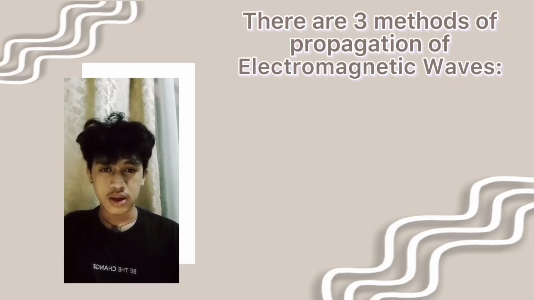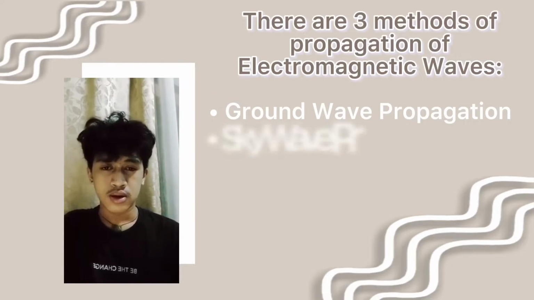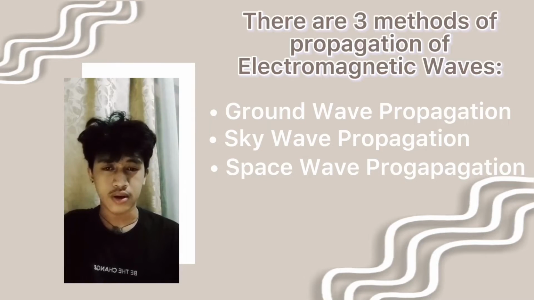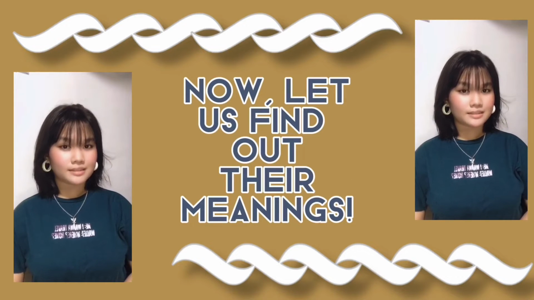The first is ground wave propagation. The second is sky wave propagation. And the last is space wave propagation. Now, let us find out their meanings.